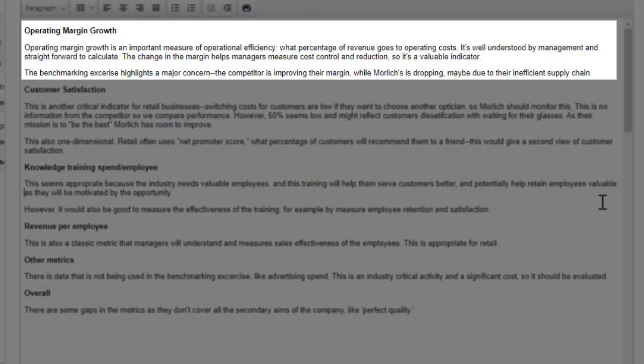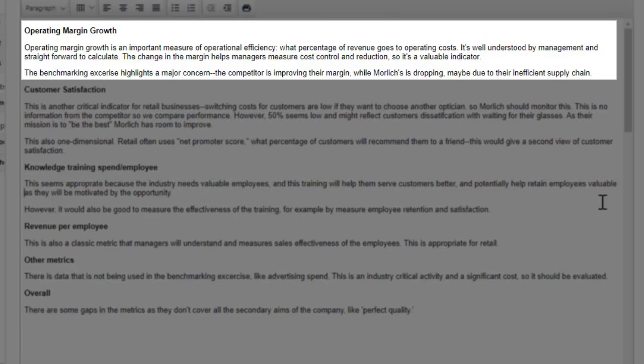That's evaluation. I've expressed judgment. I say it's valuable, and I said why. So I'm on track to earn both professional and technical marks there. Then I add more. The benchmarking exercise highlights a major concern.